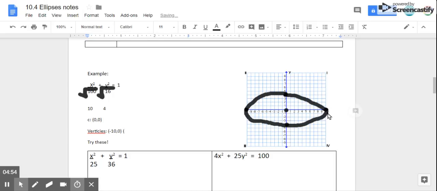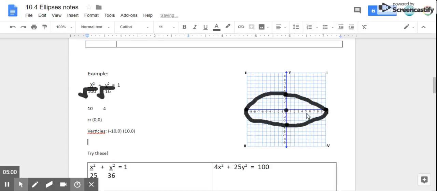And then the other point, this point, is at positive 10, 0. Okay. So then what are these 2 points called? Those are called your co-vertices, because we still consider them part of the vertex, but they did not make as much of an impact, right? It's also the smaller number. So where exactly are those 2 points located?